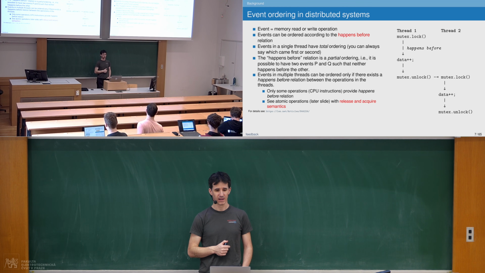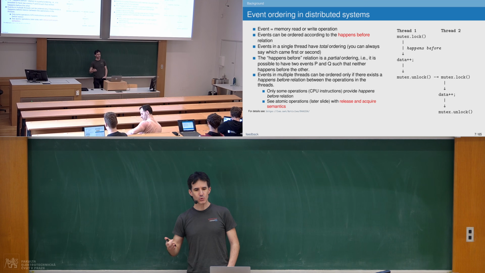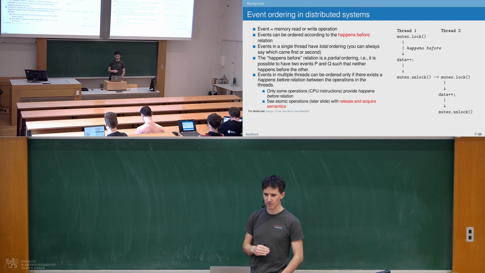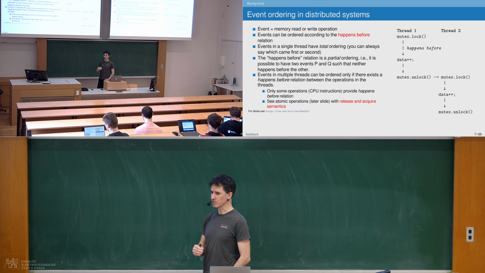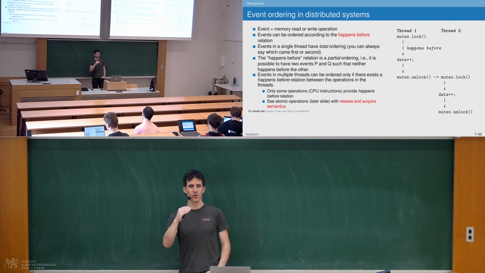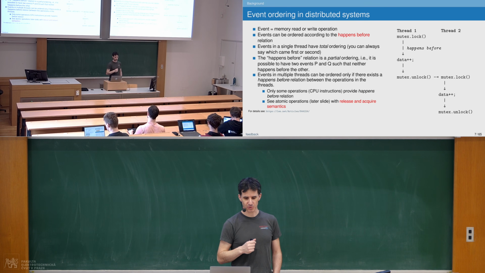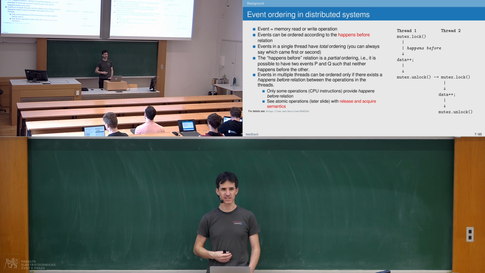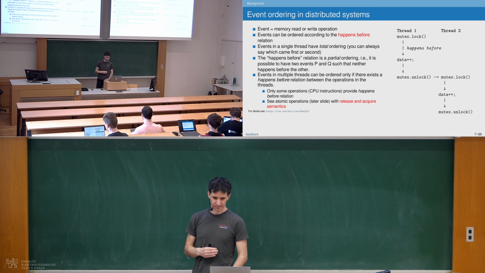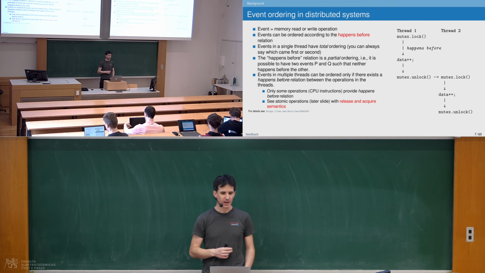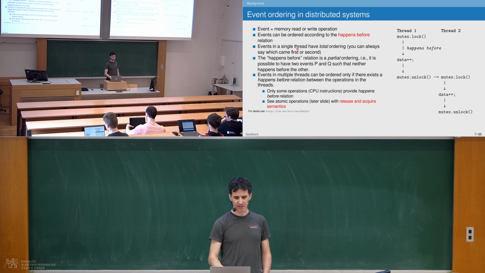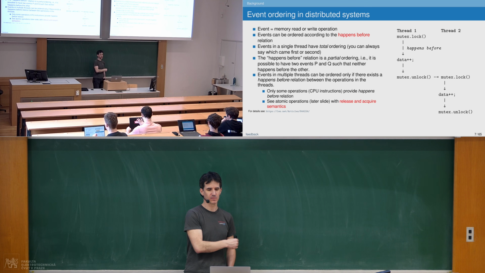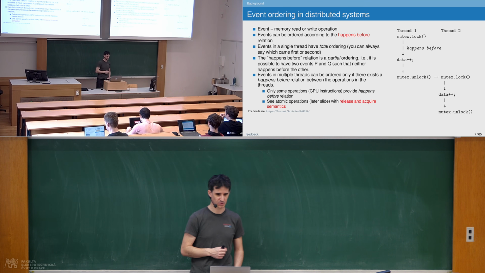You know that CPUs do not execute the instructions in the same order as they are given in the program, but what CPUs guarantee is that the outcome of the execution will be the same as if the instructions were executed exactly in that order. So from that point of view, we say that events in a single thread have total ordering, which means you always know which event was first and which was second, and so on.